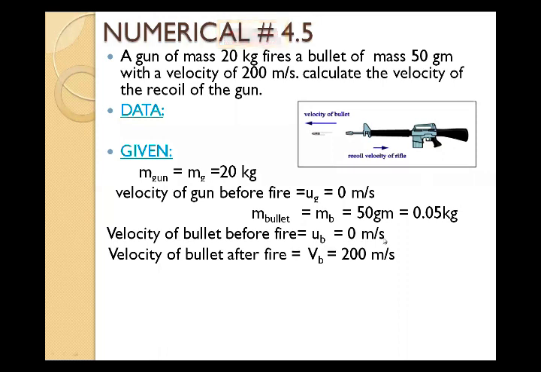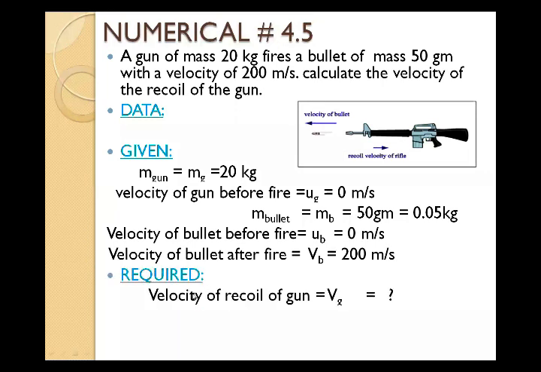Now, when the bullet is fired, the velocity of the bullet becomes 200 meter per second, and the symbol we are going to use is VB. After fire, we use the symbol VB. Before fire, we use the symbols UG and UB. So remember it. Now we are moving toward the required quantity, and the required quantity is the velocity of recoil of the gun. Do you remember what recoil is? Recoil means backward movement of the gun.